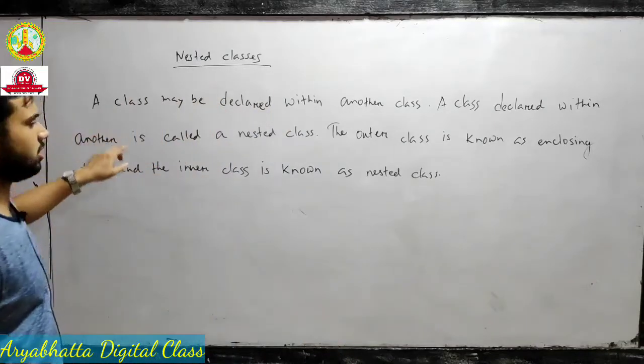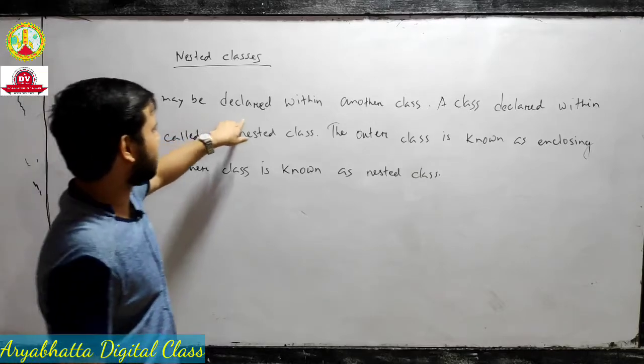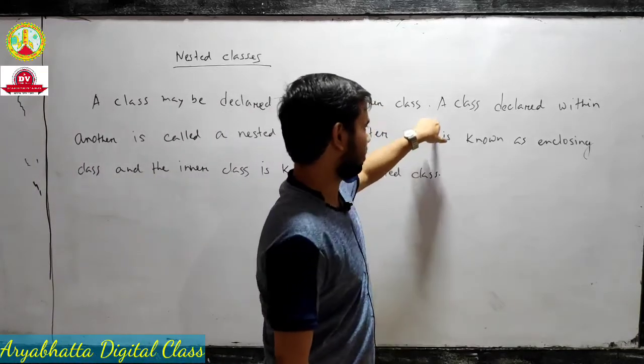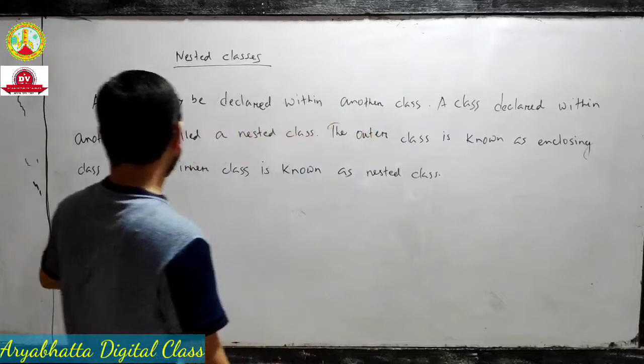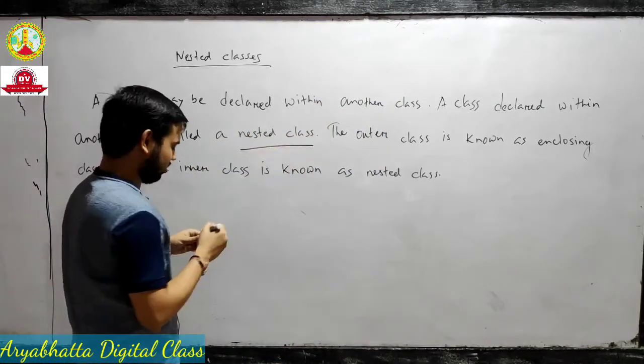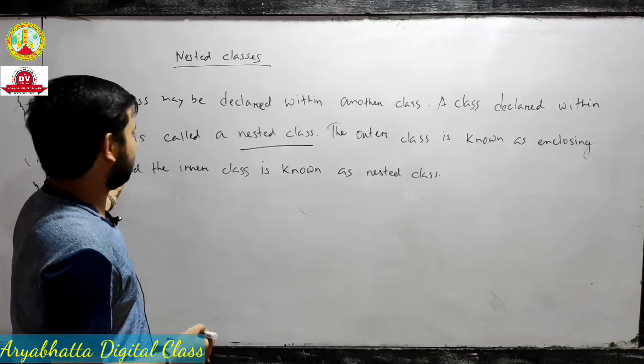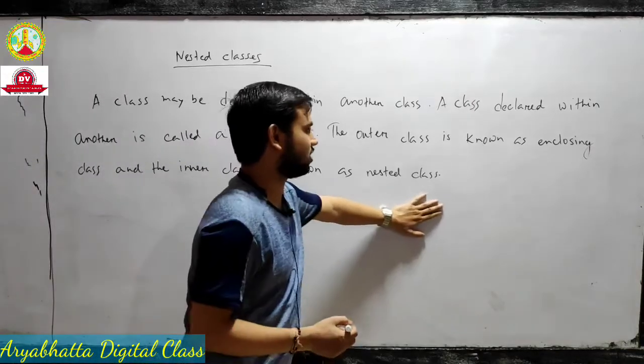You see the definition, and you note it down in your copy. The definition is: a class may be declared within another class. A class declared within another is called a nested class, right? And the outer class is known as the enclosing class, and the inner class is known as the nested class.